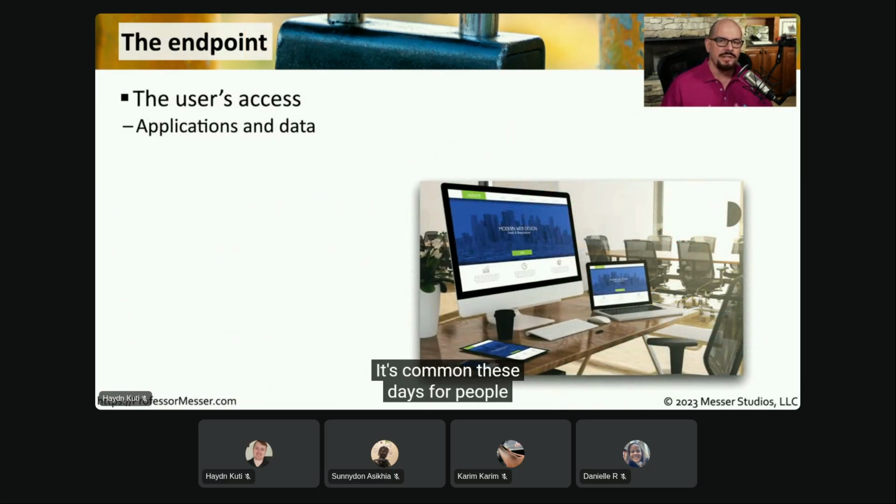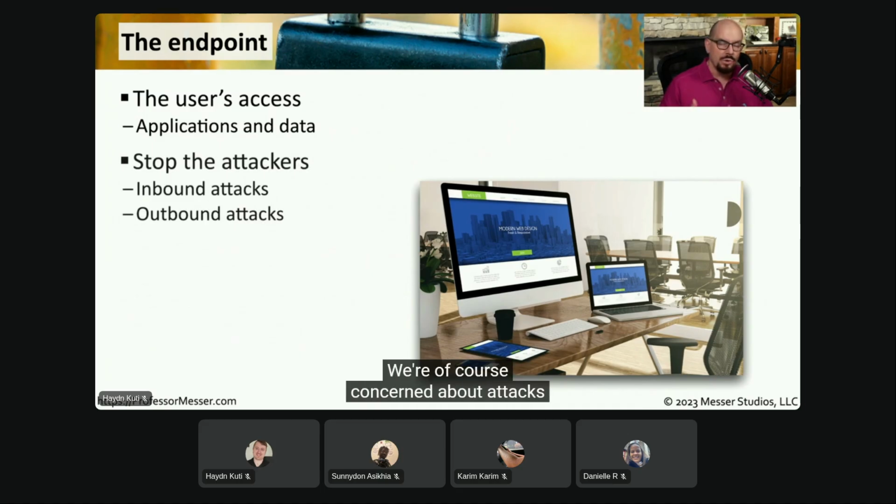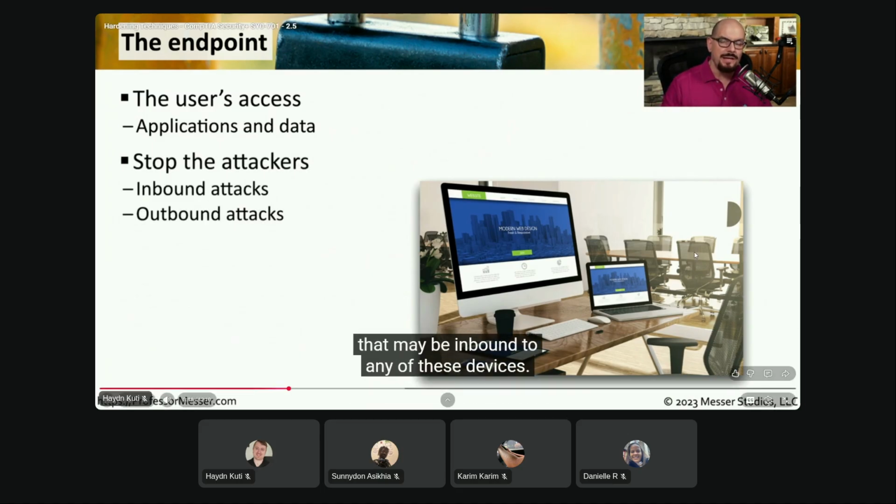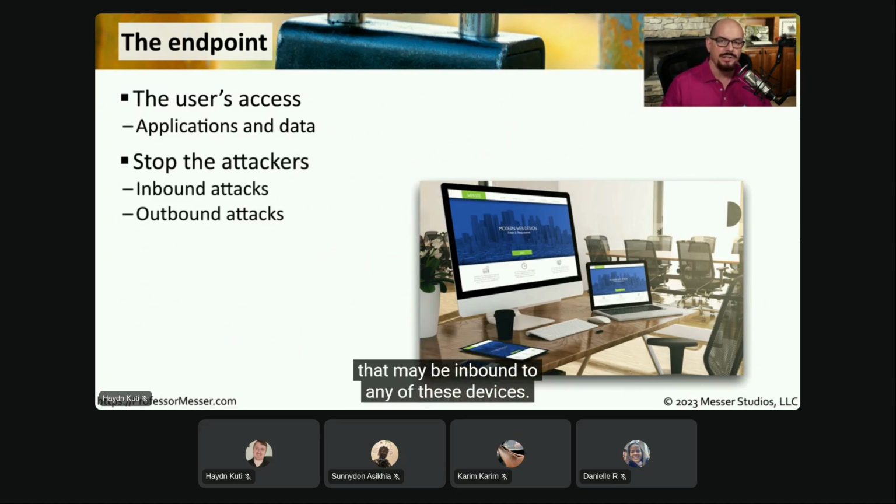It's common these days for people to have 2, 3, or even more devices that they might use throughout the day. And we also need to think about how to harden each of these individual user endpoints. We're of course concerned about attacks that may be inbound to any of these devices. There could be someone on the internet trying to access those devices directly. If a device does become infected with malware, it's possible that that malware may try to attack other systems using the user workstation as the starting point.